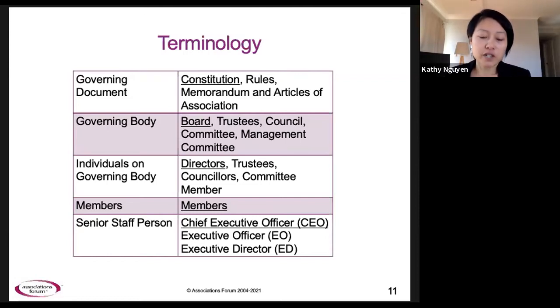There's a governing body. We usually refer to it as a board, and the people on that board as directors. But again, some associations call it a council, some call it a committee, some call it a management committee. And certainly in the state and territory acts, they usually refer to committee or management committee. Associations have members, so that's straightforward. And then those that are rich enough will have a senior staff person, usually called the CEO.